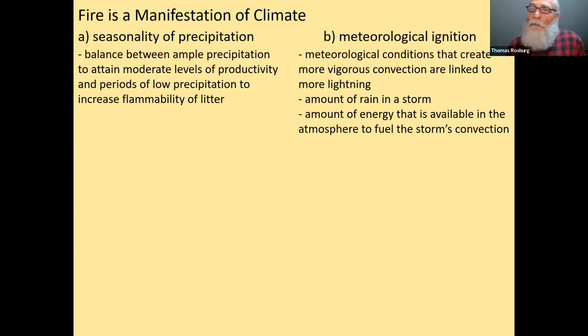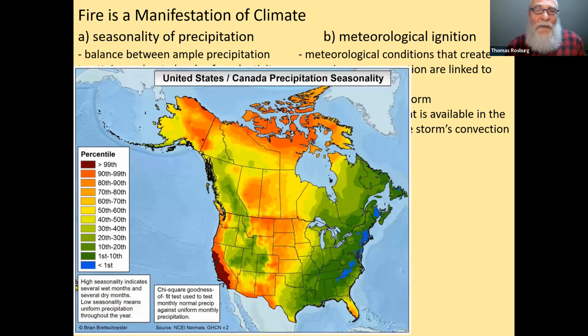So here's a map that shows the seasonality of precipitation, basically. And this is sort of a map of the flammability of the vegetation. The flammability is increasing as we go from this blue color up to the orange, red, and way up here towards the top, this really dark brown color. Because again, high seasonality indicates that there's times when it's wet and you get a lot of growth, but then there's also times when it's very dry and you get the flammability.